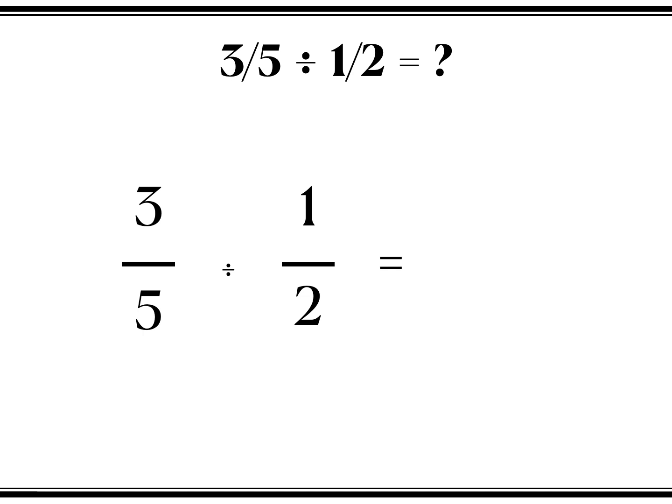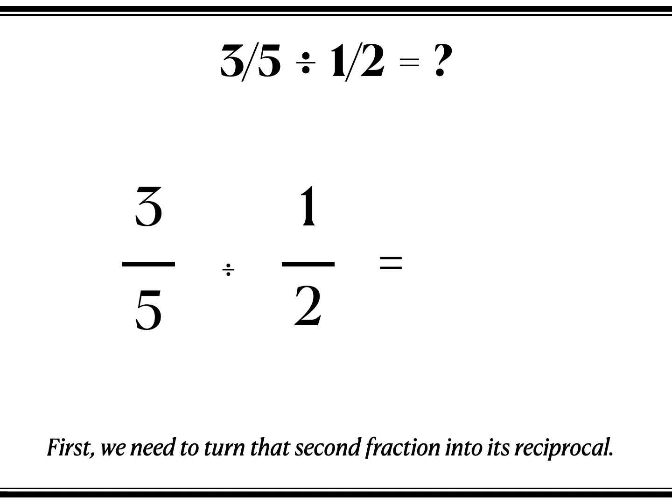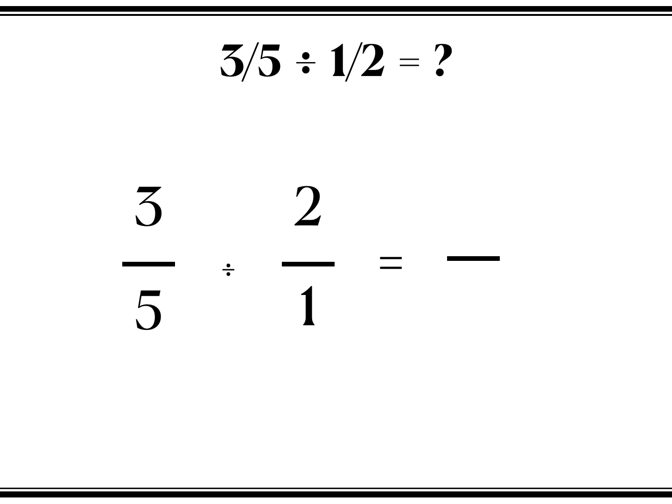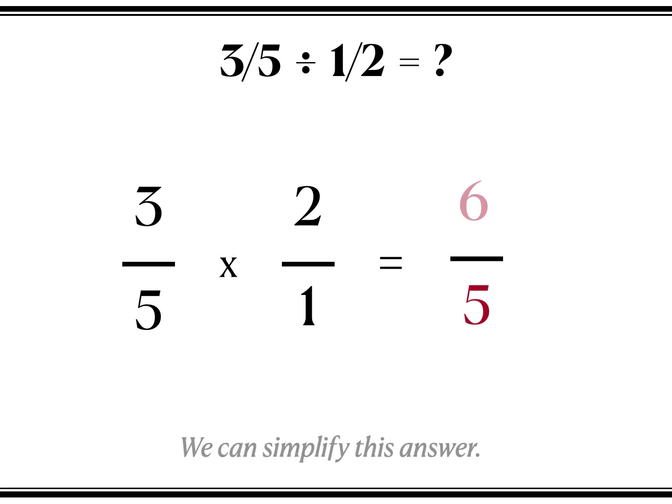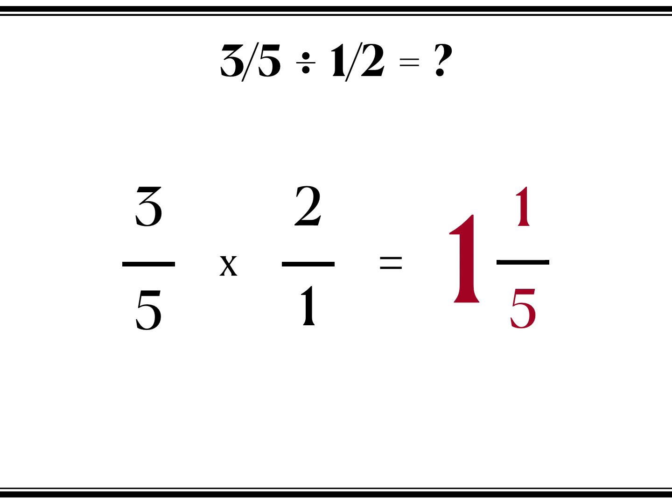3/5 divided by 1/2. First, we need to turn that second fraction into its reciprocal. So what's the reciprocal of 1 over 2? 2 over 1. Now, we don't want to divide anymore, so we're going to get rid of that. We're multiplying. 3 times 2, 6. 5 times 1, 5. And you'll notice we can simplify this answer. 1 1/5. See how easy that was?